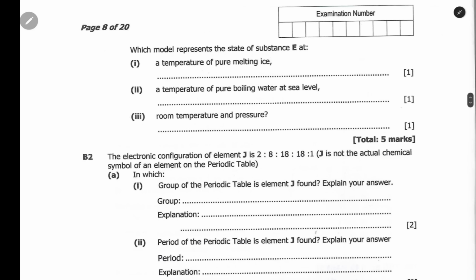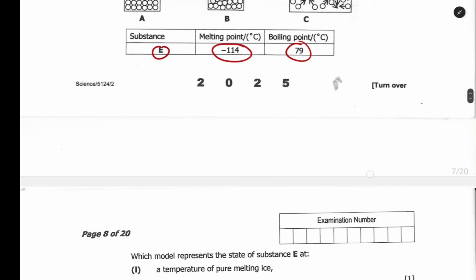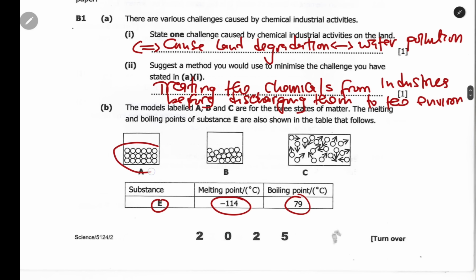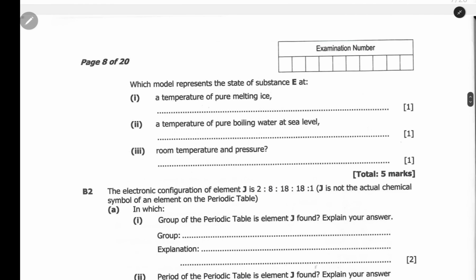What are the questions? Which model represents the state of substance E at the temperature of pure ice? So at the temperature of pure ice, we are looking at it being in solid form. Which one? You can see here, they are regularly arranged. So this one is in solid form. So we can write model A.